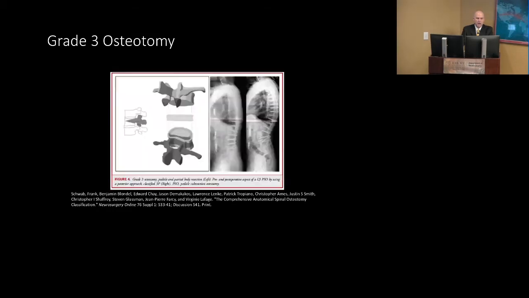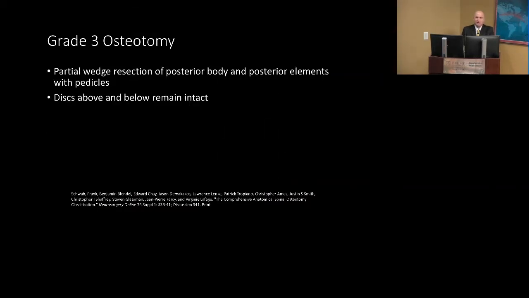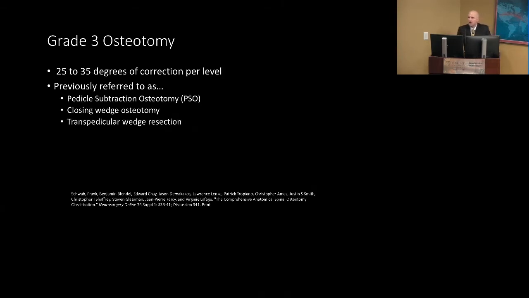It's interesting, I was talking to someone who said that they had someone come into clinic who had a reported pedicle subtraction osteotomy, who had pedicle screws in the pedicles at the level where they did the PSO. That is probably not a PSO. So it's important to know that you are taking down the pedicles and going into the vertebral body. You can expect, again, 25 to 35 degrees of correction per level, previously referred to as a pedicle subtraction osteotomy, closing wedge, or a transpedicular wedge resection.